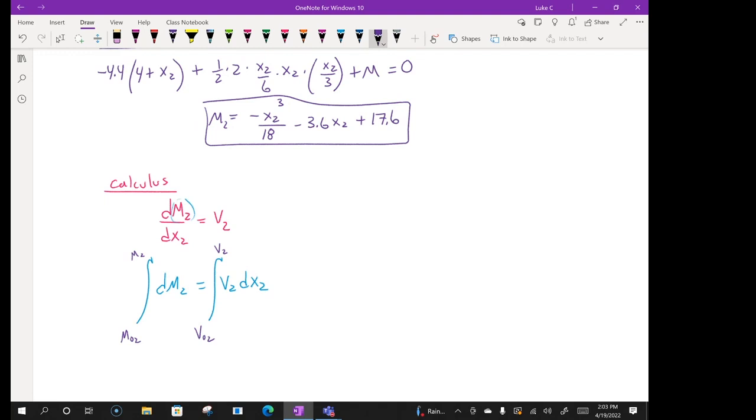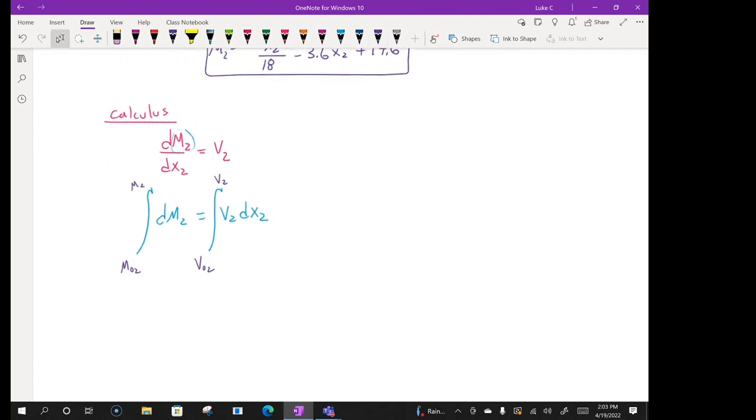So the reason I'm doing this is because I want to reiterate that knowing the calculus will help you fundamentally understand how things are working. So integrate. Can someone tell me the initial moment at the beginning of section 2, at 0? Is it just 0? It's not 0. Yes, thank you. Why is it not 0? Because it's overhanging or something.